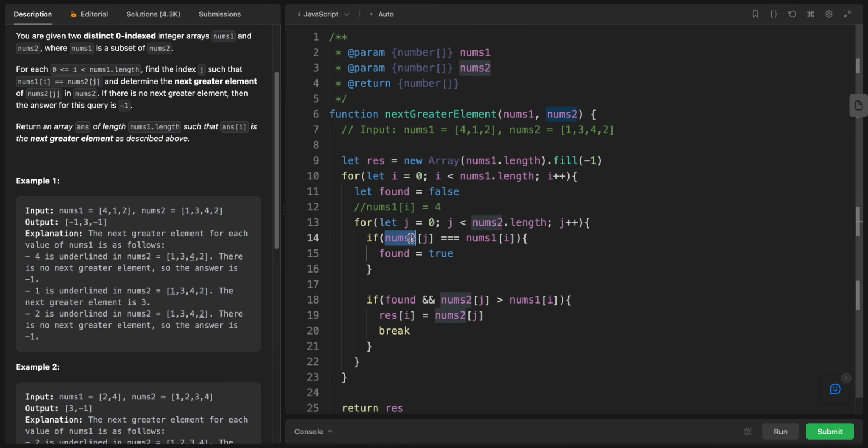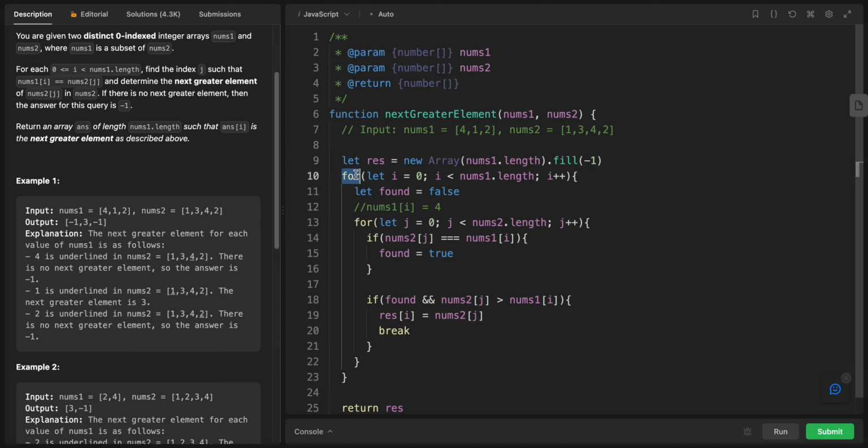So if nums of J equals nums of I. Okay, if nums of J equals nums of I, no, we found it here in the third. So it's true. So we continue to loop to reach the last one, which is 2. So if we found it, okay, so the next one is greater? No. So this one doesn't work. So we didn't modify the rest at all. And because we didn't modify it, it will be -1 because we fill it with -1.